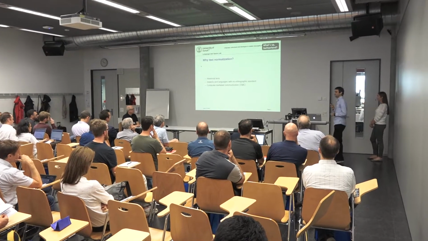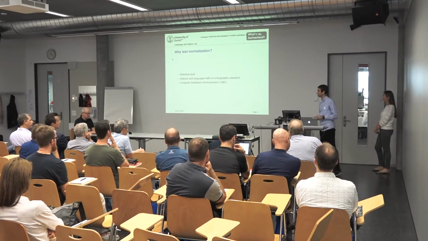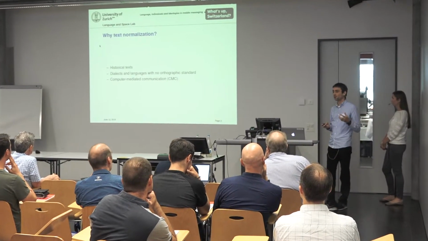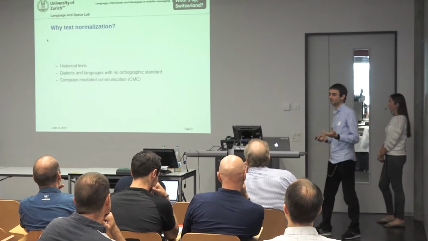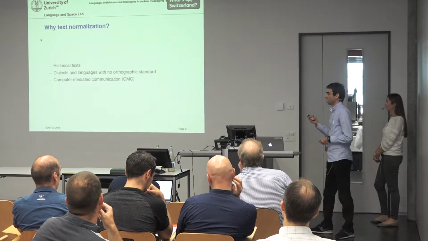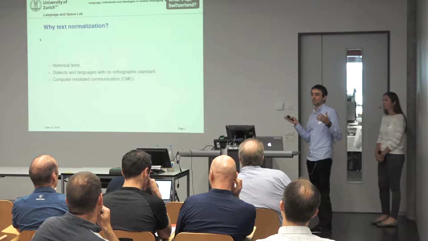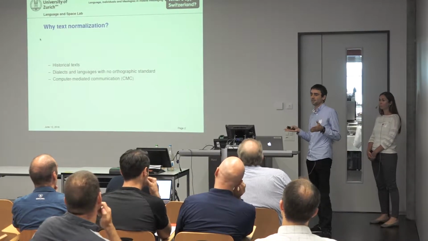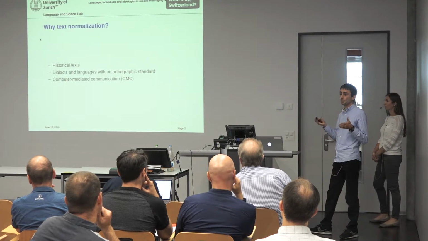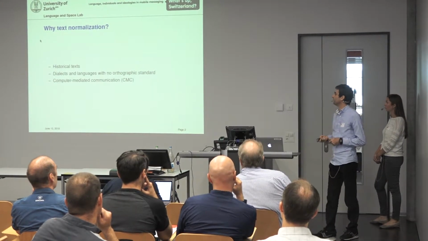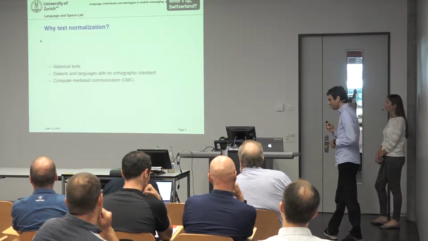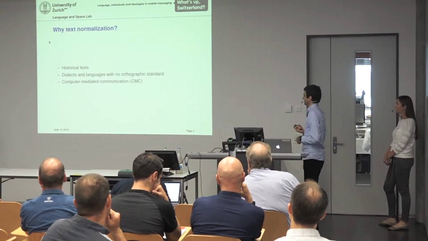First of all, what is text normalization and why do we need it? The goal of text normalization is to convert non-canonical text into a standardized form. We know that in natural language processing tools and applications, we need standard text as input. And if the text that we have is non-standard, then we resort to text normalization to convert it into a standardized form. When is text non-standard?